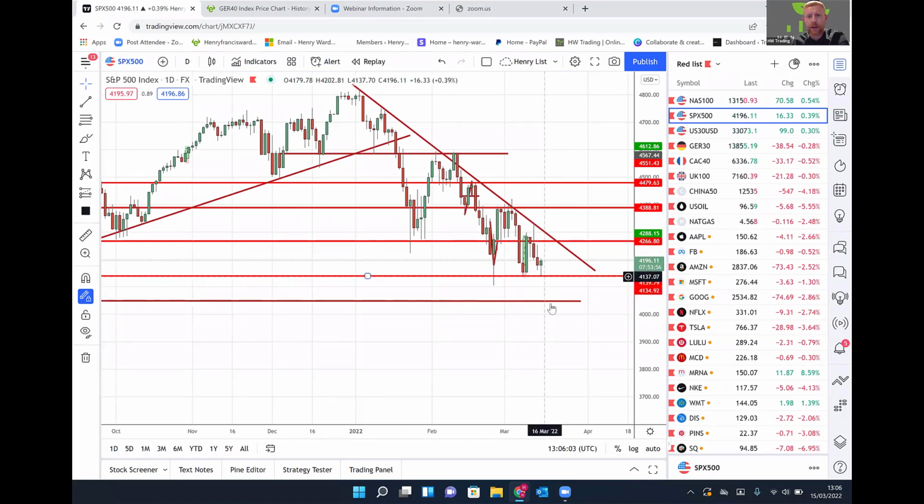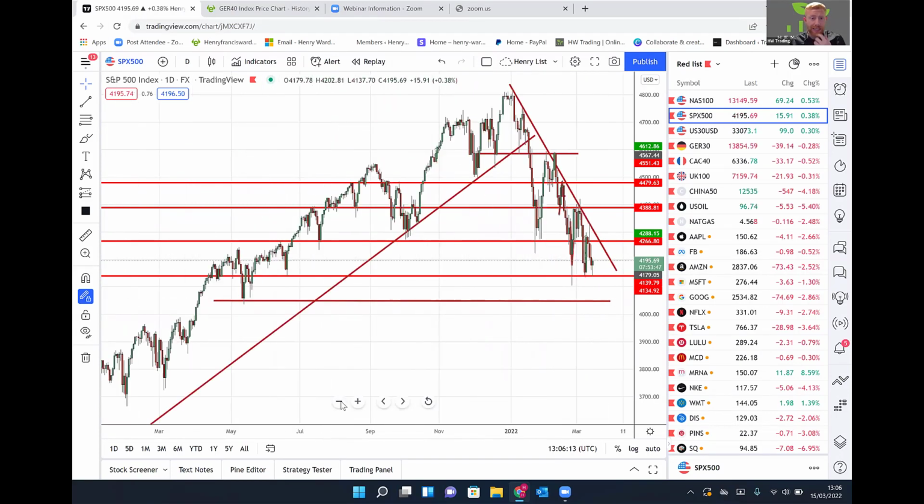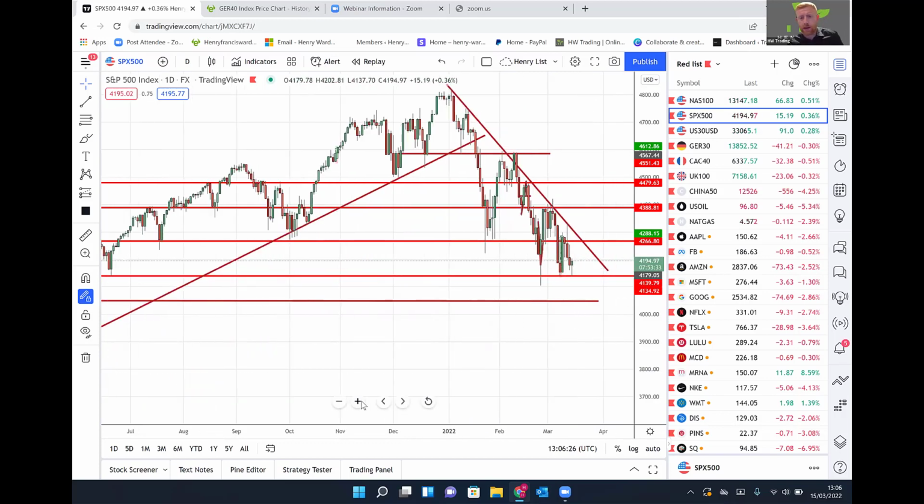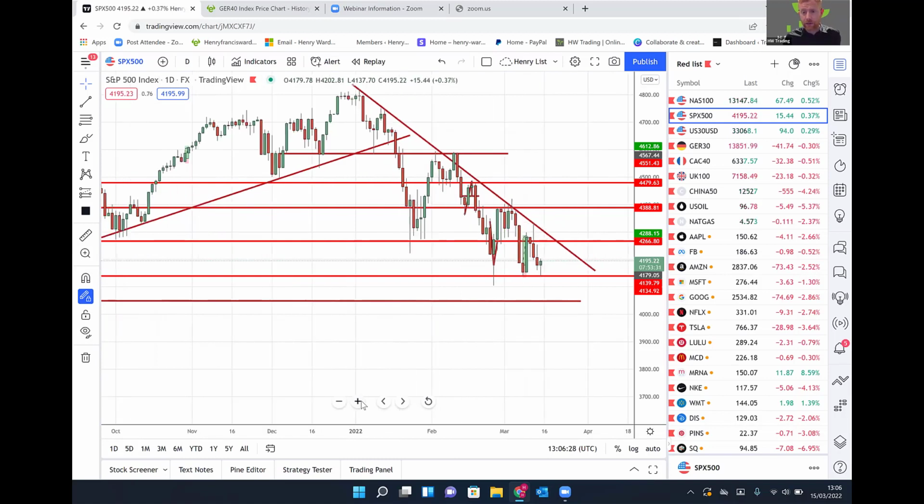So the level here on the S&P 500 is much cleaner. We've had 1, 2, and this now is the third rejection. Now the question is, are we confident enough that that's going to be the point that it turns? Are we happy enough that that's the point where it's going to turn? And at the present moment in time, yes, we do.